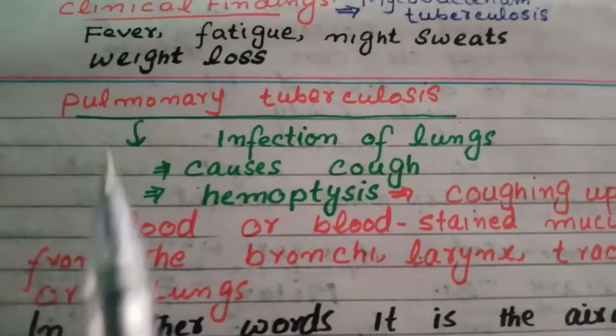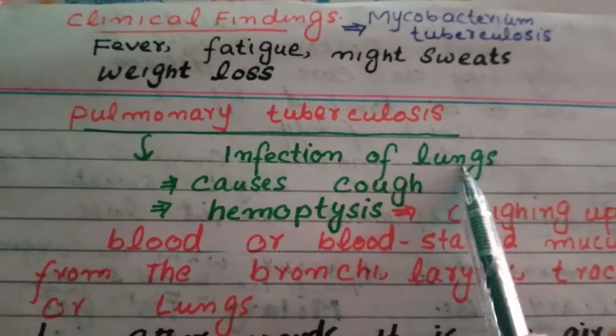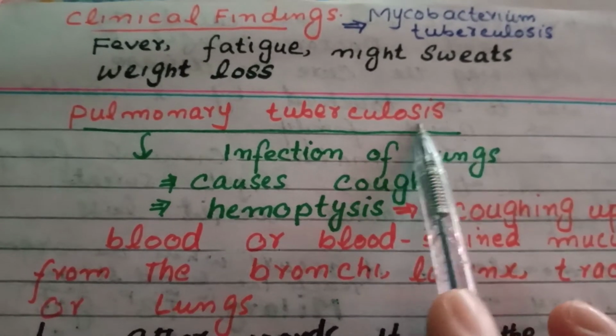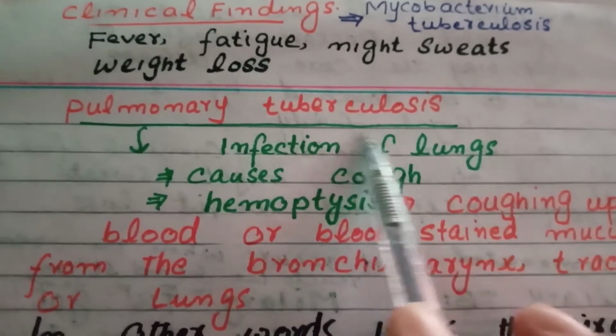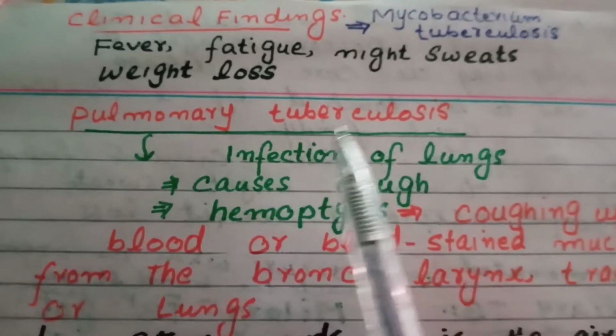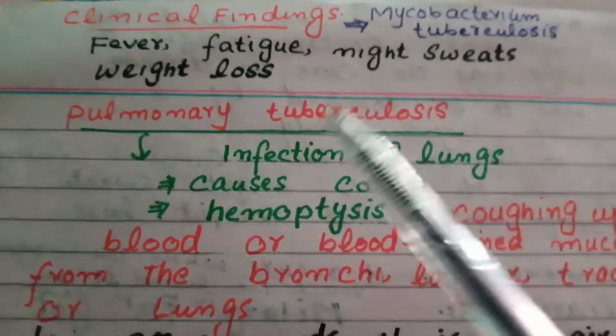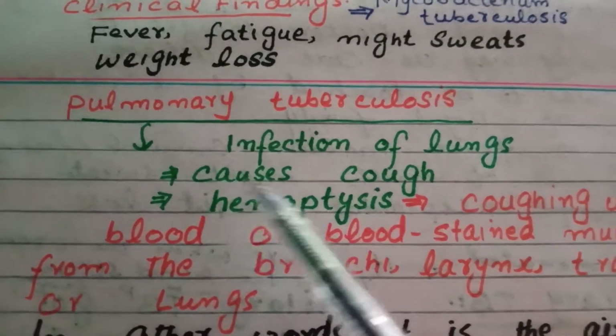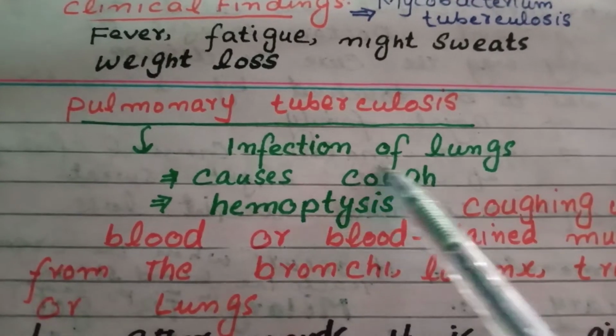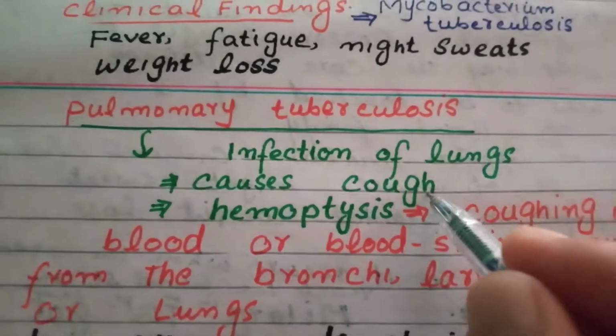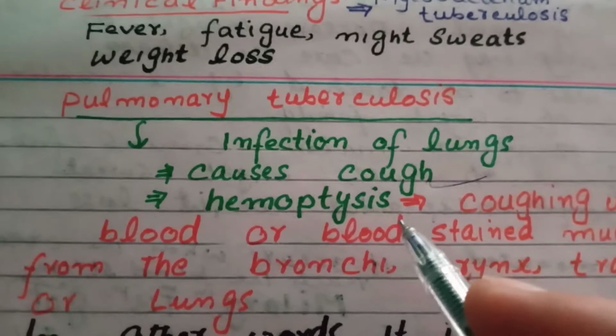Now, what is pulmonary tuberculosis? Actually, it is an infection of the lung. It is the type of tuberculosis in which the organism is present in the lung. It is called pulmonary tuberculosis. Due to pulmonary tuberculosis, you should note cough and hemoptysis.